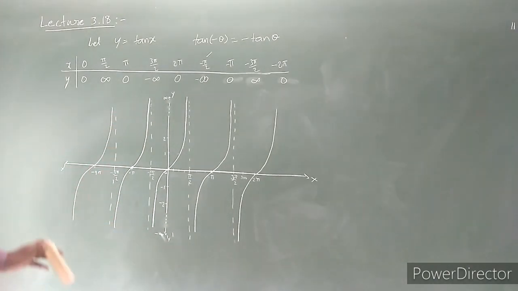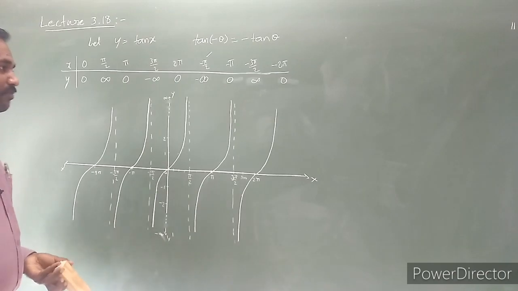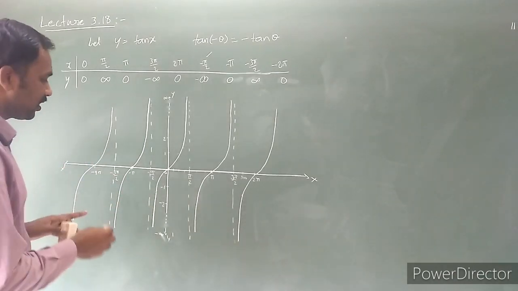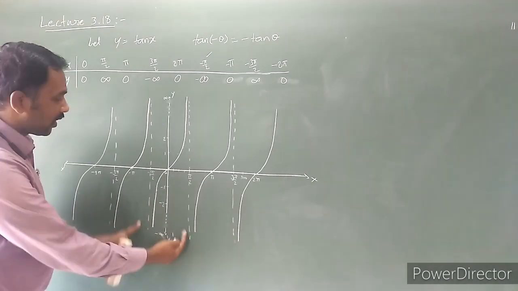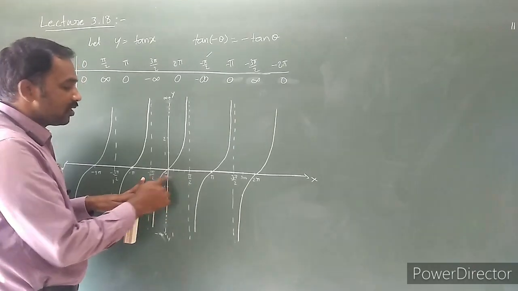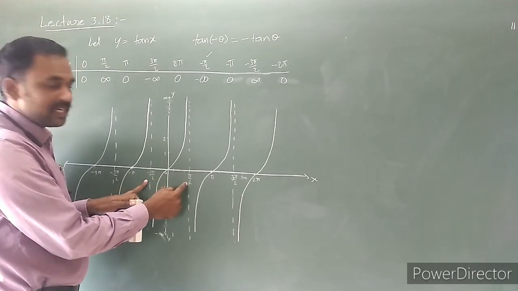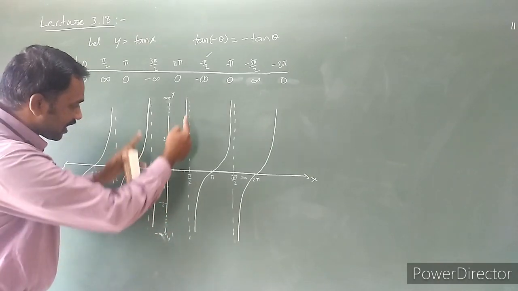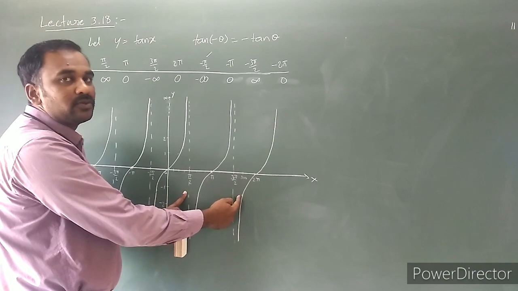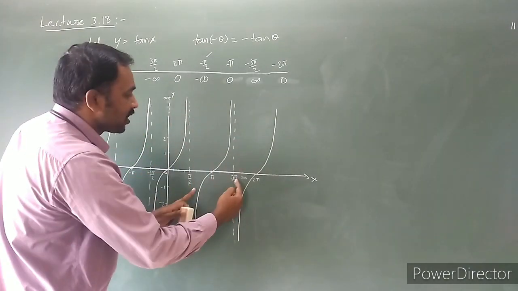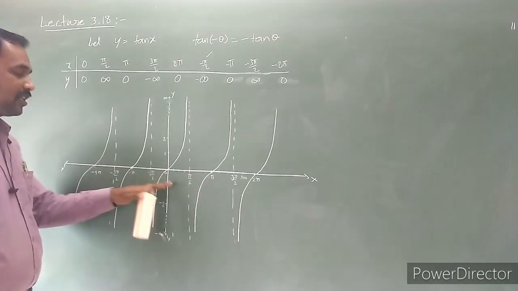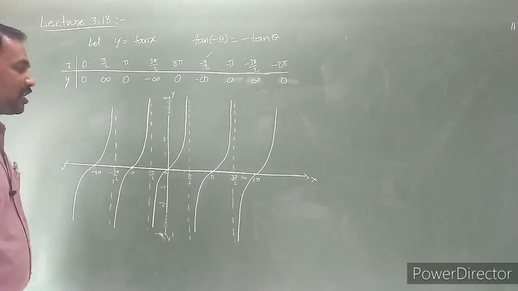Now, the first point is that it is a periodic function. Tan is a periodic function which repeats its value after 180 degrees. Check it. The graph over the 180 degree interval minus pi to pi, or minus pi by 2 to plus pi by 2, is 180 degrees. Whatever the graph is there, the same graph carries for pi by 2 to 3 pi by 2. Again the same thing. It is a periodic function, it repeats its value after 180 degrees.